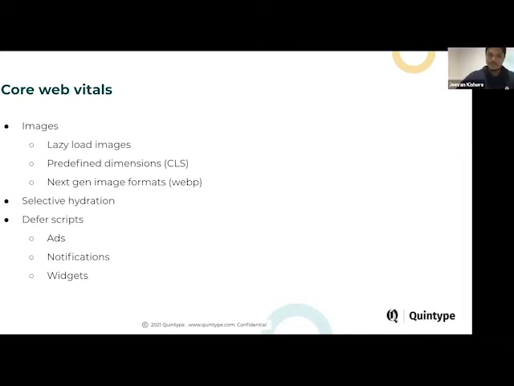No. So let's say there is an image and there is text below it. The text is presented since it's the lowest unit, and then the image is painted according to what the network speed is. But yeah, that's how it works.